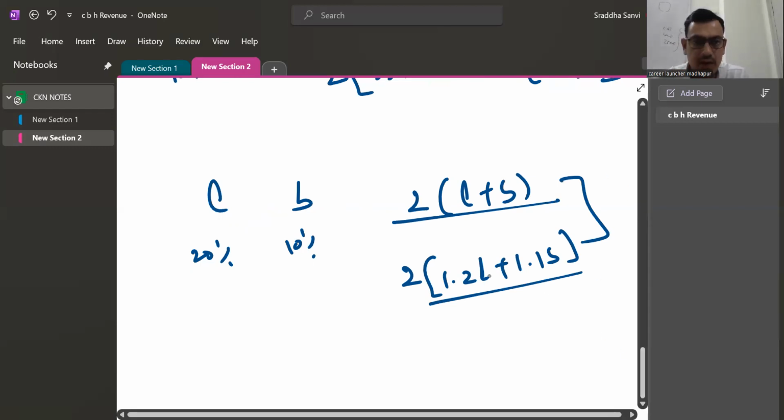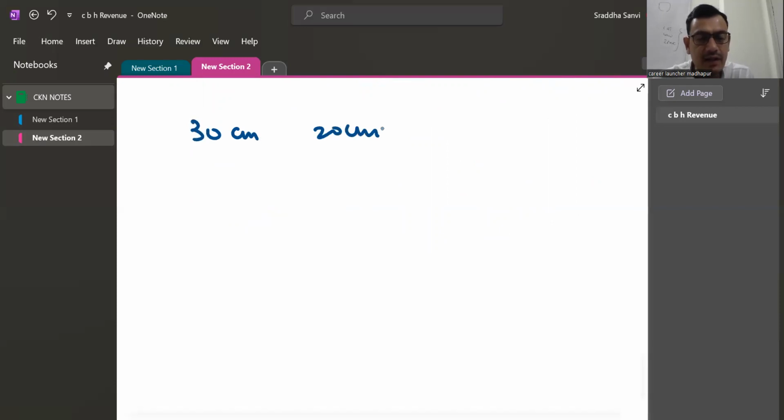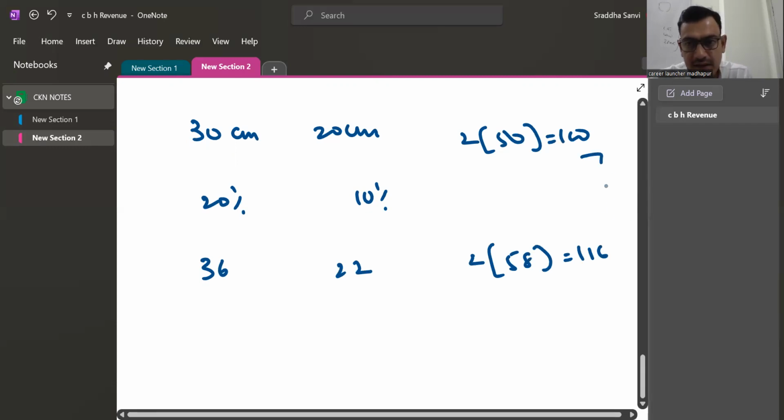For example, if I take length and breadth of a rectangle as 30 centimeter and 20 centimeter, you are taking a 20% growth, 10% growth. Initially 2 into L plus B, 50, which is 100. The new length is 36, the new breadth is 22, which is 2 into 58, which is 116. There is a 16% growth.